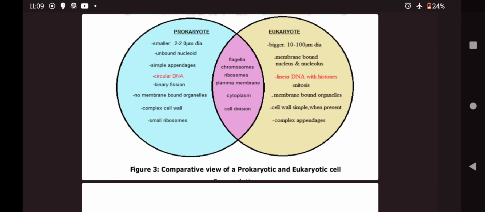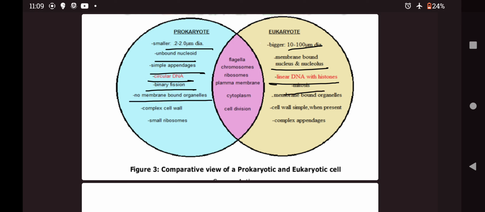Here you can clearly see the difference in size. Unbound nucleoid versus membrane bound nucleus is present. Simple appendages; it has a circular DNA, versus a linear DNA. Generally binary fission takes place in prokaryotes, and here mitosis takes place. No membrane bound organelles versus membrane bound organelles present. Complex cell wall, here the cell wall is simple, but when it is present. Here it is small, although ribosome is present, their units are different. Now these are the differences.